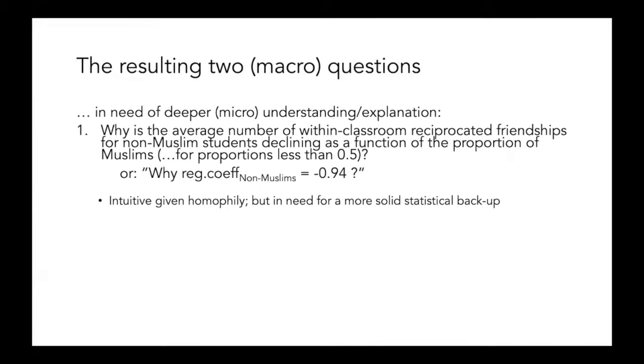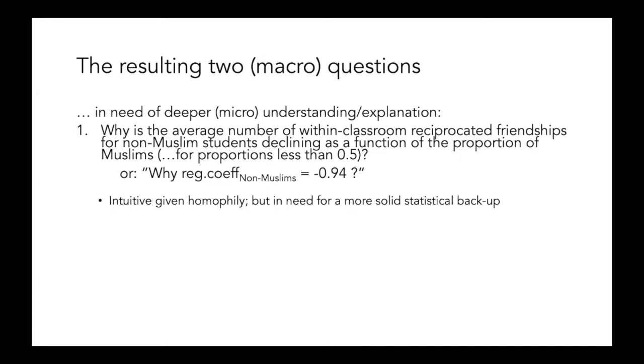The question is, how can we better understand this macro relation? Put very specifically and clearly, the first question is, why is the average number of within-classroom reciprocated friends for non-Muslim students declining as a function of the proportion of Muslims?